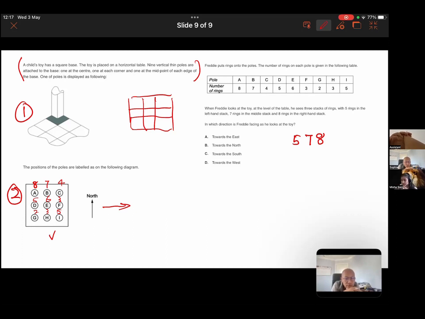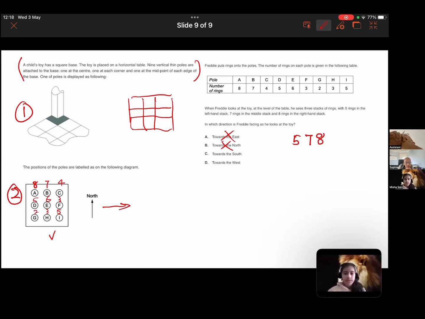That won't work because on the leftmost stack you have 8 instead of 5. So it's wrong, it's not A. Okay. Towards the north, one second, check. Towards the north means you're standing at the south. Again, the left-hand stack has 8, not 5. So it's wrong.